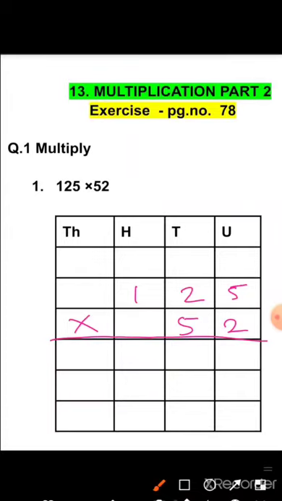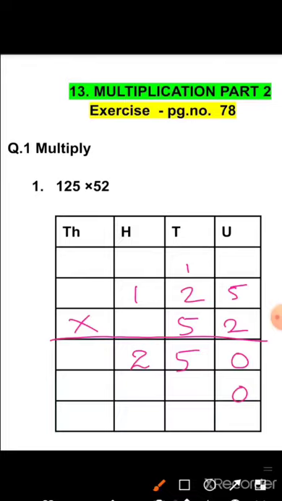Now multiply the first number. 2 5s are 10. 0 down. 1 carry forward. 2 2s are 4 plus 1, 5. 2 1s are 2. Put 0 in unit place.